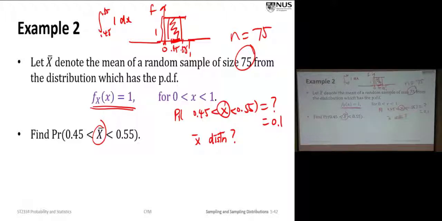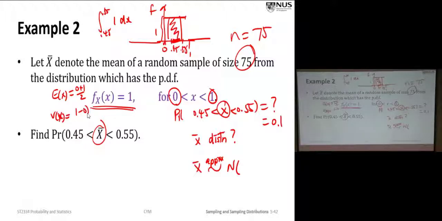Unfortunately, we don't know the exact distribution, but we have the central limit theorem. So X bar, although we don't know the exact distribution, approximately follows a normal distribution with mean equal to the expectation of x. What is the expectation of x? Expectation of x is (a plus b) divided by 2. Variance of x is equal to (b minus a) squared divided by 12.